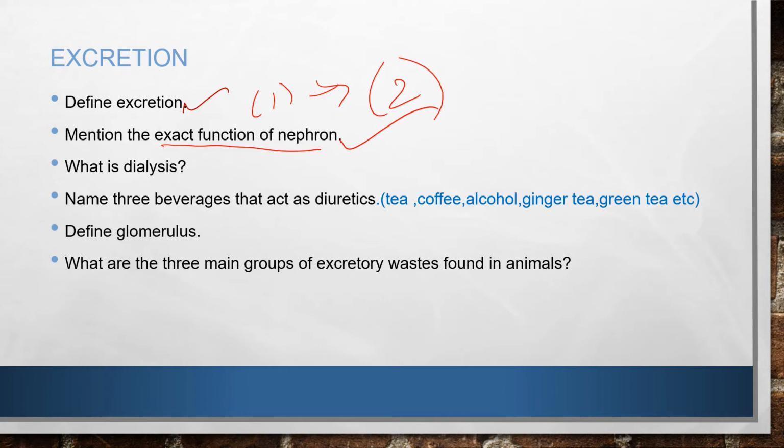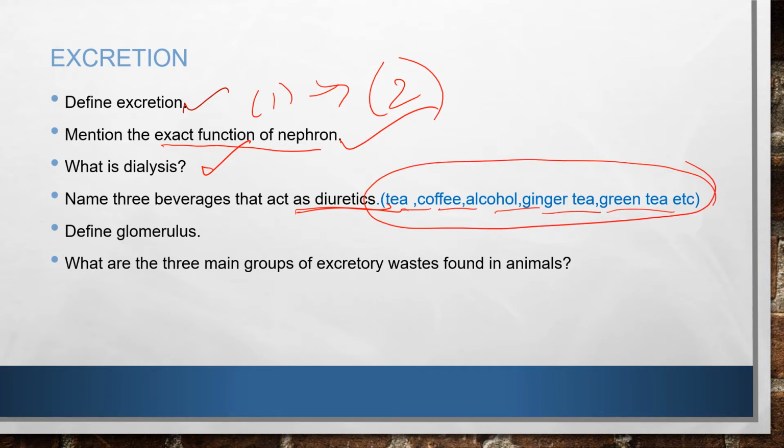Now mention the function of nephron. Next comes what is dialysis. Here there is a very interesting question: name three beverages that act as diuretics. The main beverages acting as diuretics are tea, coffee, alcohol, ginger tea and green tea. All these are beverages which act as diuretics. Is it clear? Next comes define glomerulus.